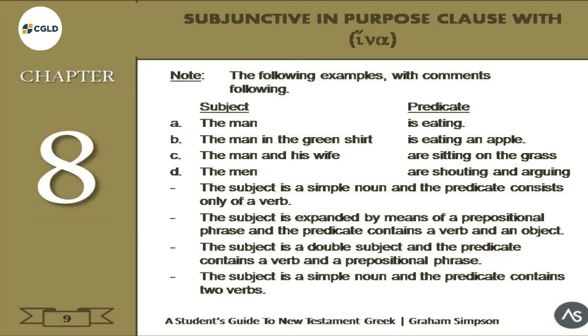The third sentence, the man and his wife are sitting on the grass. The subject is a double subject. Did you notice that? The man and his wife, double subject, and the predicate contains a verb and a prepositional phrase. They are sitting on the grass. Now the fourth sentence, the men are shouting and arguing. The subject is a simple noun and the predicate contains two verbs. They are shouting and arguing.